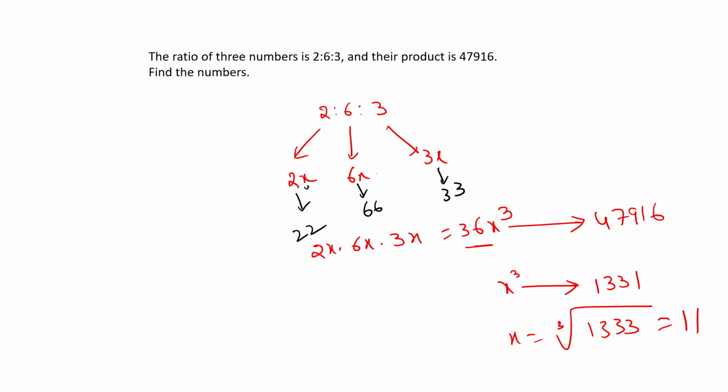What's actually happening here is that most people forget to multiply the x. They will simply multiply 2, 6 and 3 and say 36 equals 47916. No, you have to multiply the variable also, that is the number you are actually cancelling. I am taking it as some x table. So you are going to get x cubed. If you first find the value of x, then you can find the values of 2x, 6x and 3x.